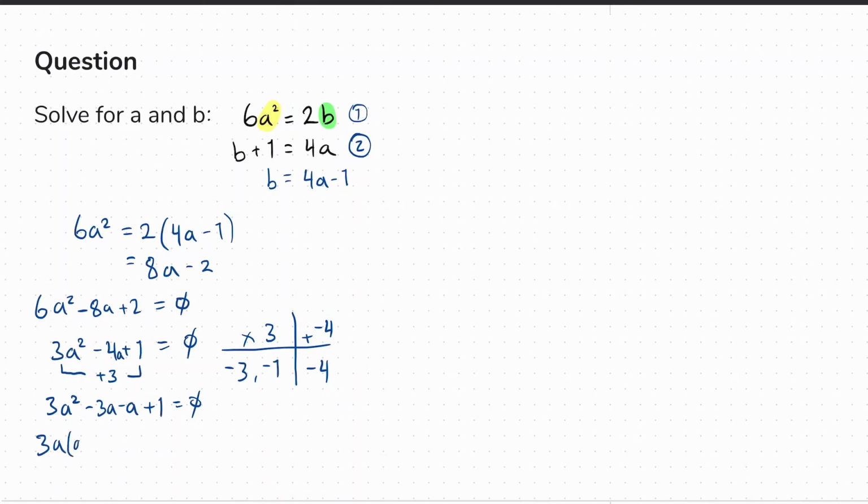3a goes into 3a squared a times, and goes into minus 3a minus 1 times. Okay, now looking at the second one here, minus a plus 1. If I do that, we can see that this is different to this. Is there a way I can make them the same? Well, yeah, I can. Let's move over here, get a bit more space. So 3a times a minus 1 minus a plus 1 equals 0.